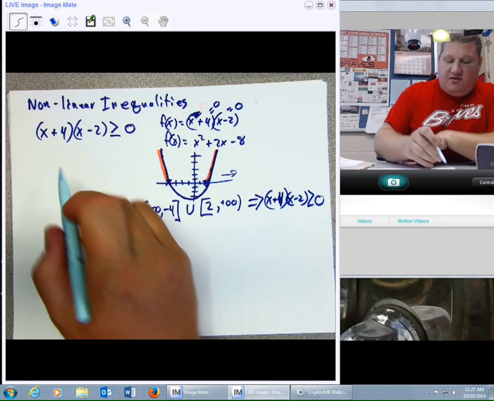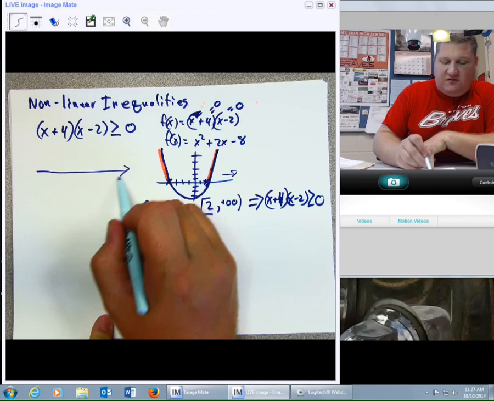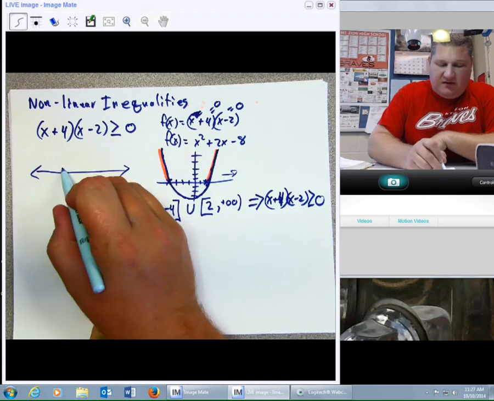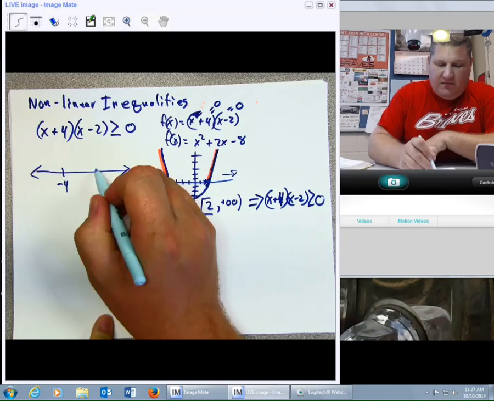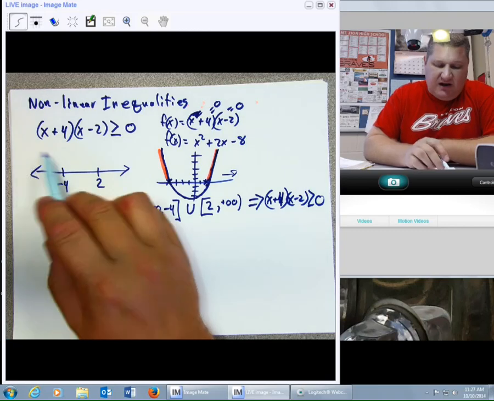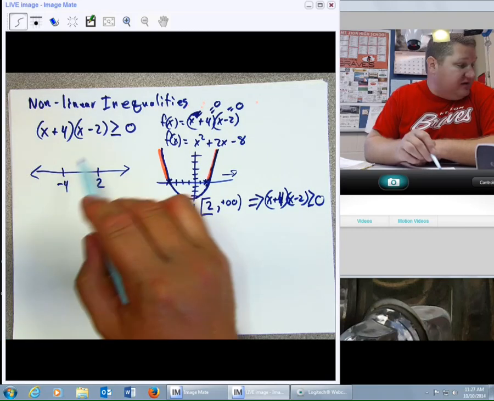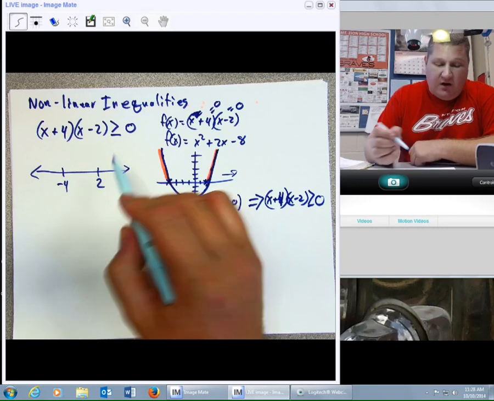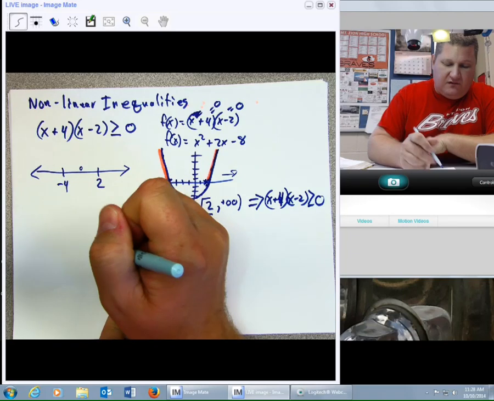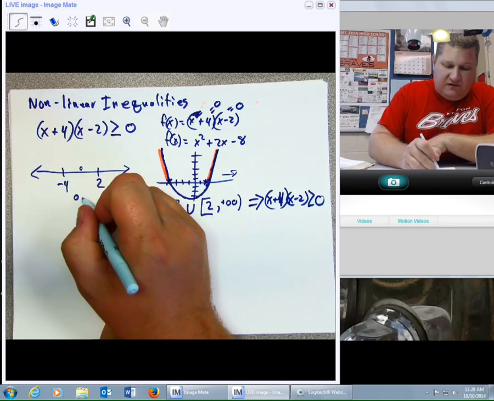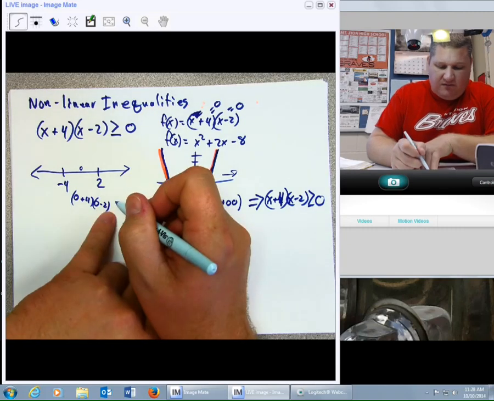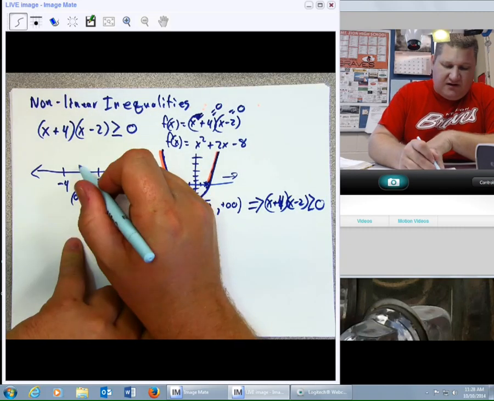Now, another way we can look at this is in terms of a number line, because all we really care about are the x's. Well, I know I'm going to have some key things happening at negative 4, and I'm going to have some key things happening at positive 2. So the question is, is it positive or negative in this area, in this area, in this area? Well, the easiest thing is let's try something. Well, 0 happens to be in here, so let's try 0. If I say 0 plus 4, parentheses, 0 minus 2, that's going to be 4 times negative 2, which is negative. So in this area, it is negative.